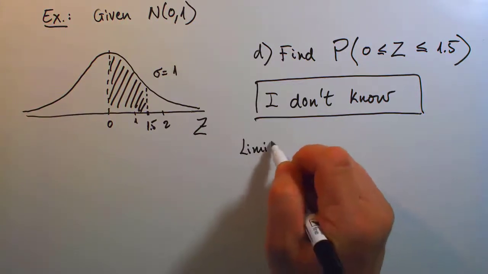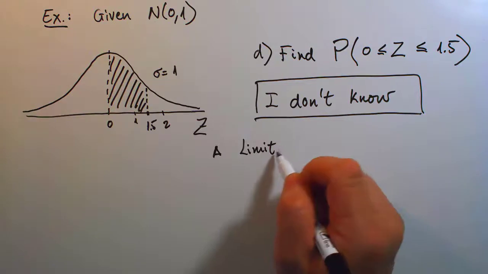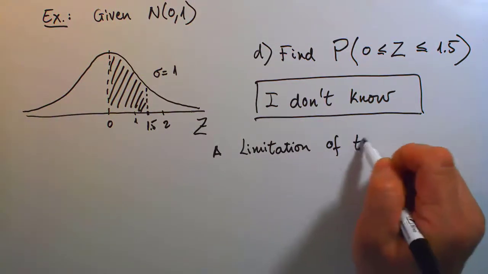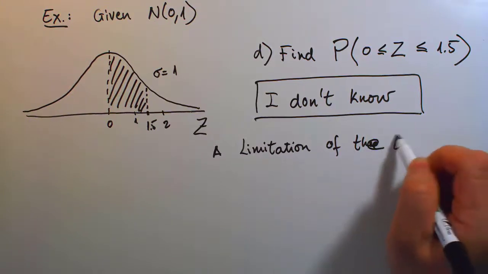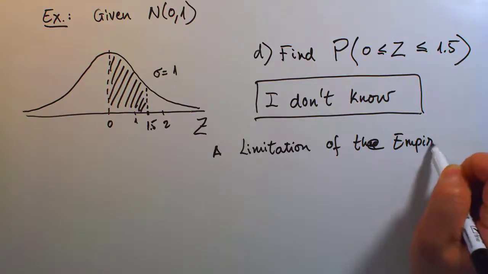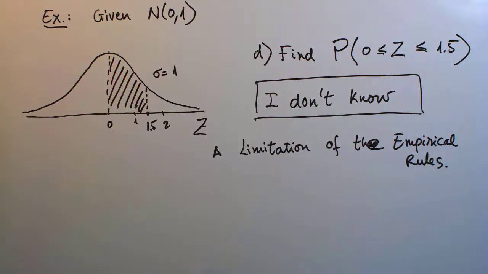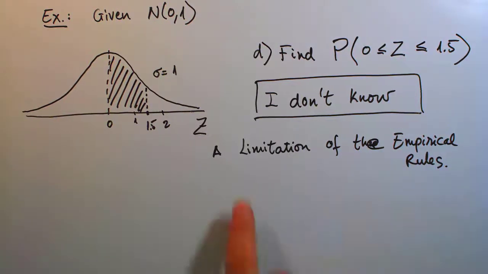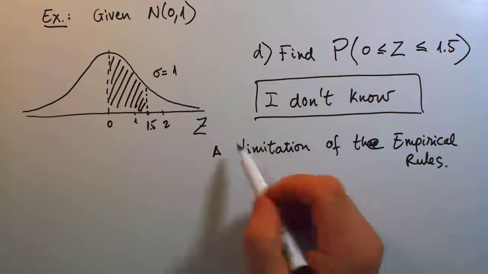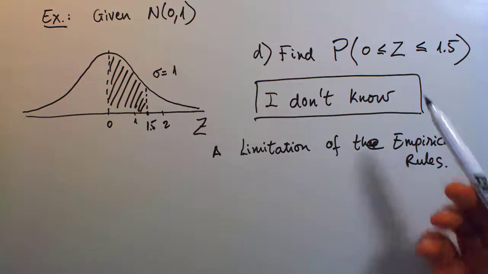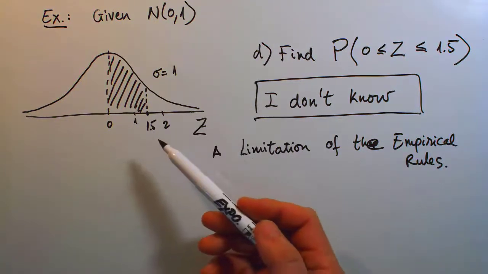So this is a limitation of the empirical rules. All right, so what's that limitation? We've reached the limitation of the empirical rule. Being a teacher here, I have to say I don't know how to find the answer if we're only using the empirical rules for this.